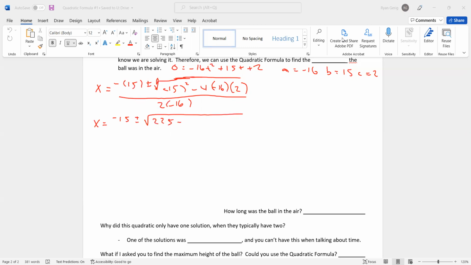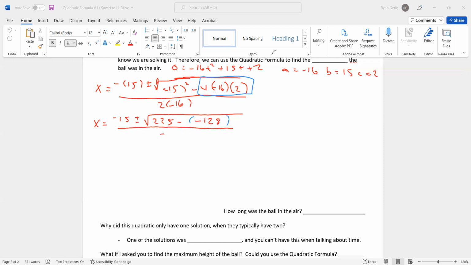minus, I'll put the box around this again, 4 times negative 16 times 2. I'm just looking at that. Don't worry about the negative that's there. It's already been accounted for. That's 4 times negative 16, which is negative 64. So negative 64 times 2 is negative 128.